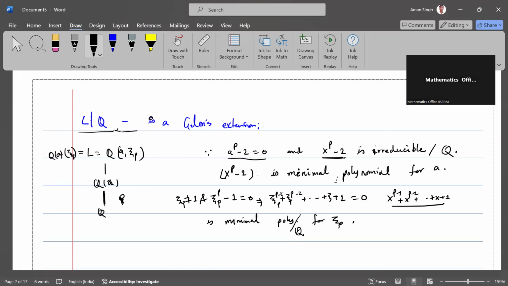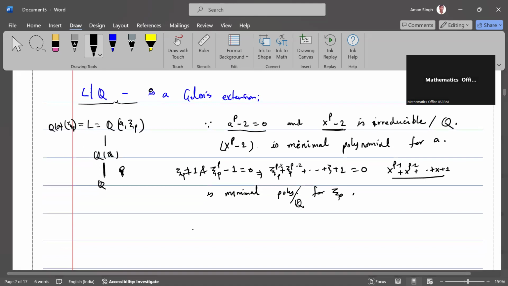So there is a chance that... okay, what is the minimal polynomial of zeta over Q(a)? Because zeta satisfies this polynomial, and this polynomial belongs to Q as well as Q(a). So the minimal polynomial of zeta over Q(a) divides x^(p-1) + ... + x + 1.